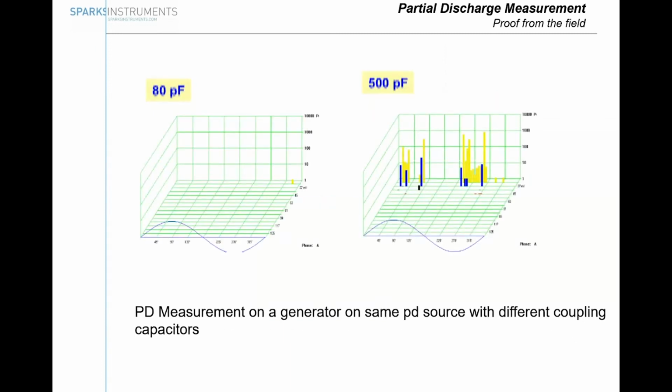On the same PD source in a generator, here in this example, having two coupling capacitors installed, obviously the same defect, same measurement sensitivity. With the 80 picofarad, almost nothing to see. Here in this example, I used the 500 picofarad, so fairly bigger, and there's PD visible. So the PD hasn't changed. Just by choosing the right sensor, you're able to measure partial discharges much better.